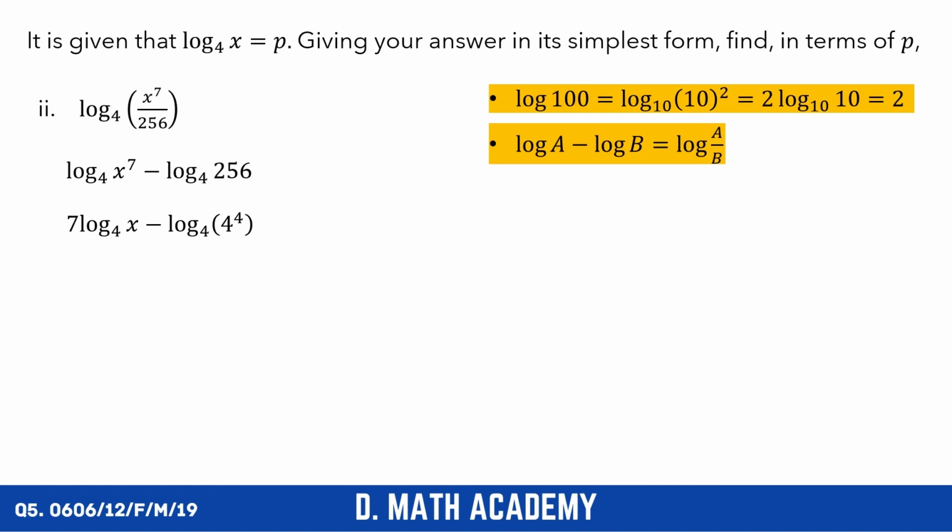So log 4x can be changed into p, so we got 7p at the front minus 4 as the final answer. Because log with a base of 4 and results of 4 will cancel off and become nothing.